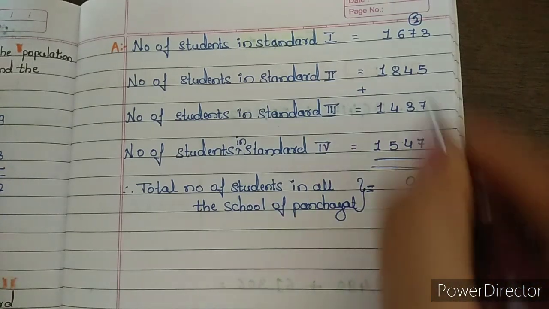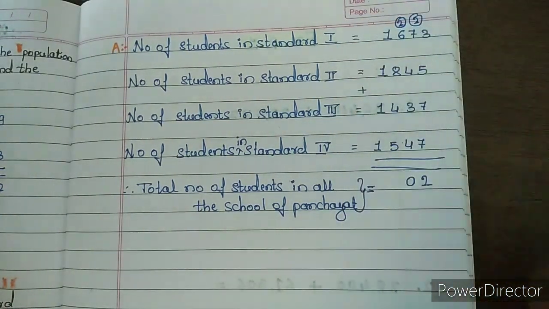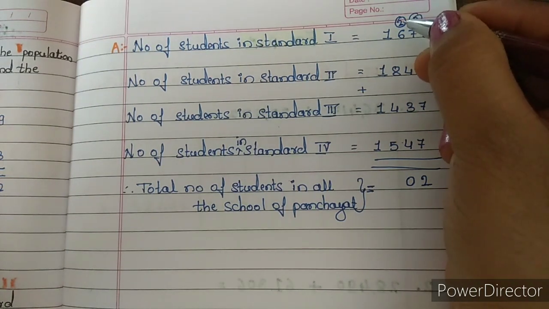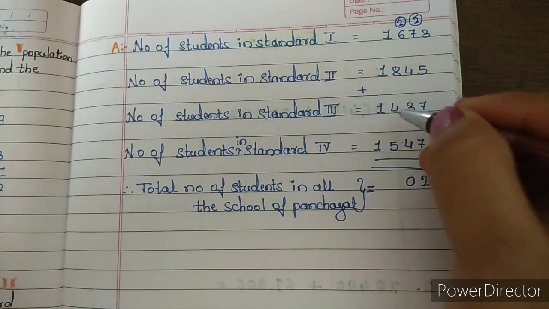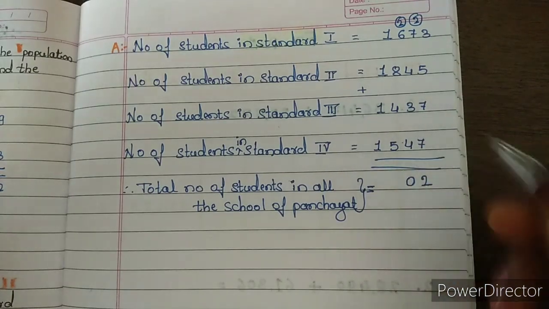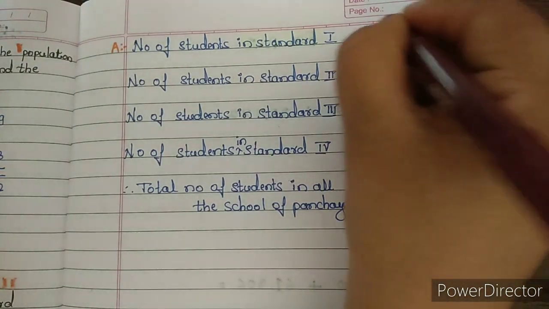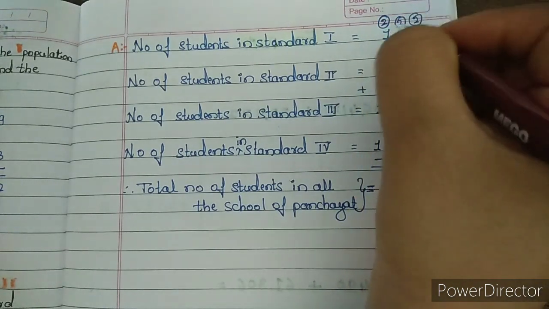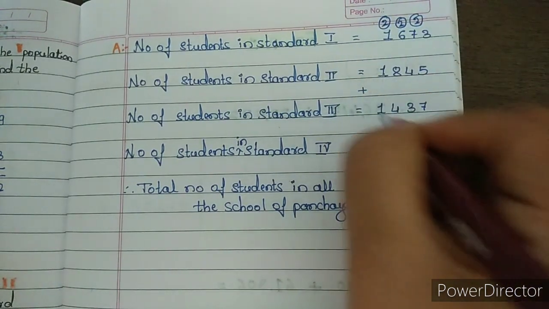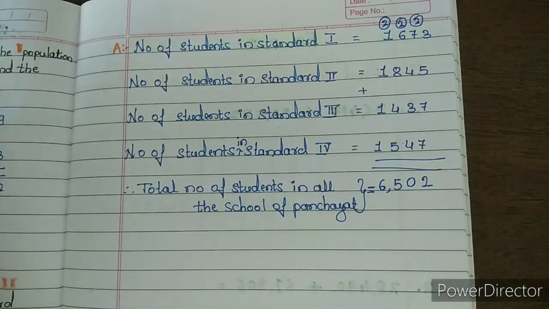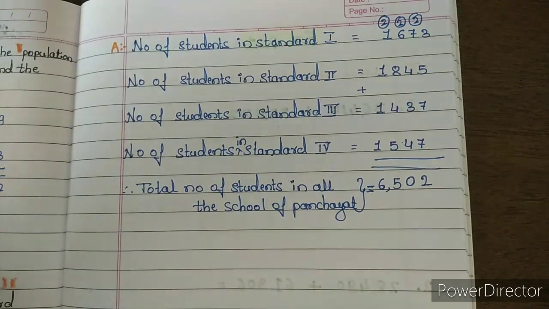Yes. If it is difficult for you, this is one of the easy ways. See, 6 plus 2 is 8. 8 plus 8 is 16. 16 plus 4 is 20. 20 plus 5 is 25. Carry 2. Then 2 plus 1 is 3, 4, 5, 6. Okay, the answer is therefore the total number of students in all the schools of panchayat is 6502. See dear children, only the 3 word problems are there in the revision exercise.